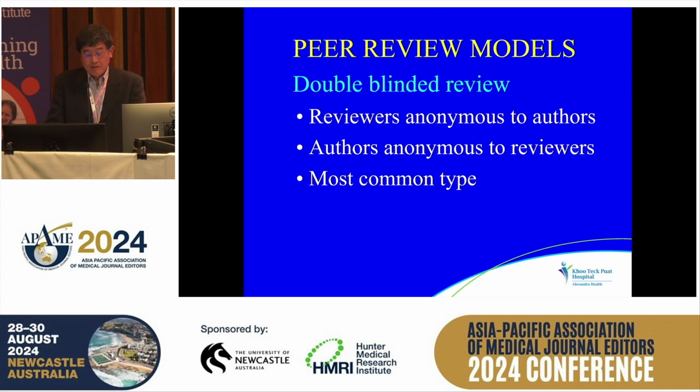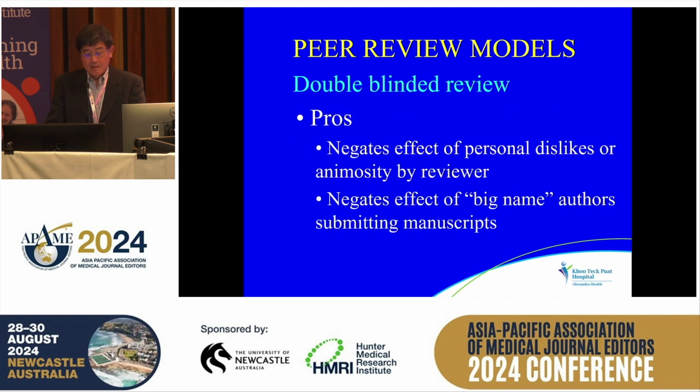The double-blinded review is probably the most common type practiced by journals. The reviewers are anonymous to the authors, and the authors don't know who the reviewers are. The advantage is that it negates the effect of personal dislikes or animosity by the reviewer because he doesn't know who the authors are, and negates the effect of big-name authors submitting manuscripts.